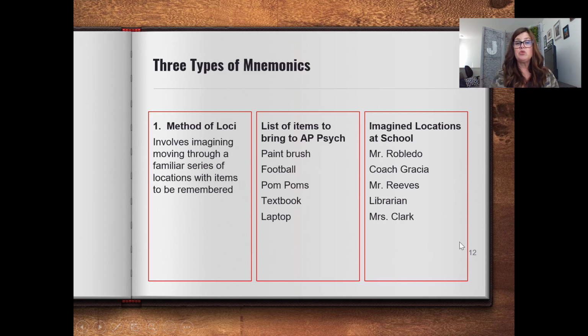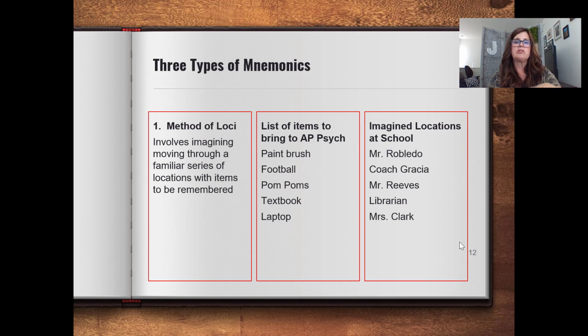So there are a few different types of mnemonics. There's 3 mnemonics that I'm going to go over in this PowerPoint. The first one is called the method of loci. And loci means location. The method of loci involves imagining moving through a familiar series of locations with the items you need to remember. It's a method of location and remembering those locations.